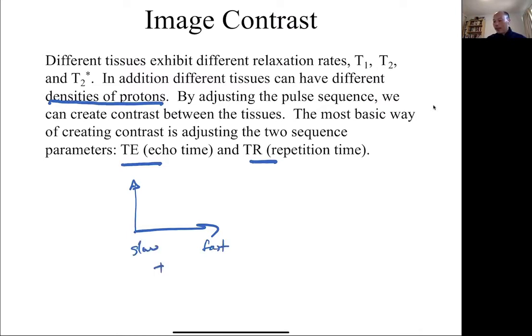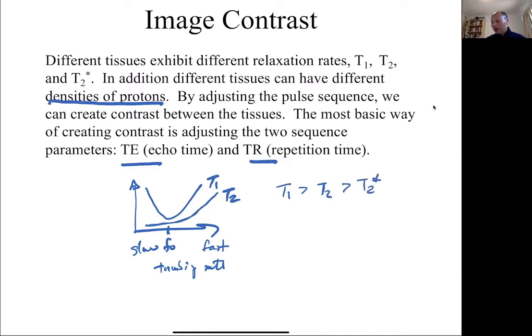Remember, based on tumbling rate, T1 had this characteristic curve where it was minimized at the Larmor frequency, and then T2 had this curve where it got bigger with faster tumbling rates and smaller for slower tumbling rates. In addition, we also know that T1 is always greater than T2, which is always greater than T2 star. T2 star includes both T2 and T2 prime, so it's always going to have a faster decay rate, or smaller time constant, than T2. Similarly, T2 is affected by the same mechanisms that cause T1, so it is also always going to be shorter than T1.